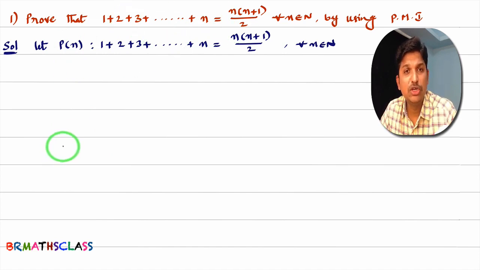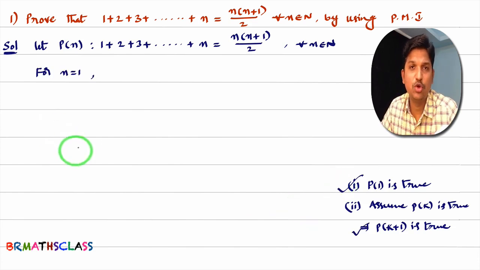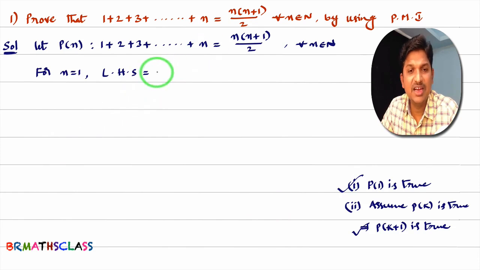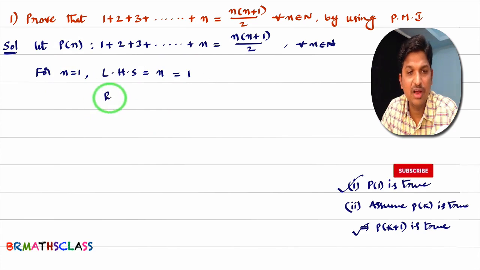You need to prove two things. First one, you prove that P of 1 is true. How to prove the statement is true for n equal to 1? LHS I'll consider as 1 plus 2 plus 3 and so on plus n. Here we are trying to prove that this is true for n equal to 1. So in this, in place of n, I'll write 1. So what I got for LHS? LHS is 1.